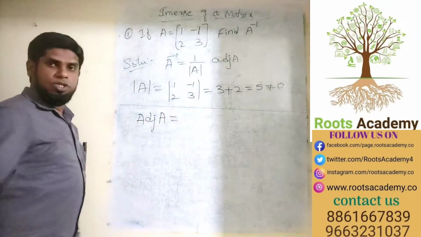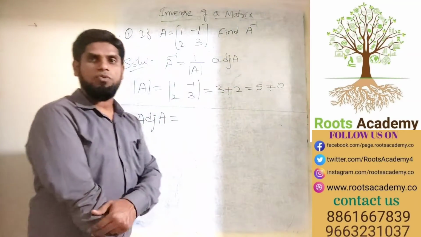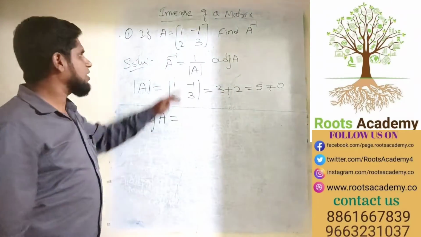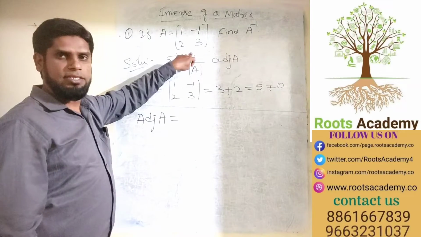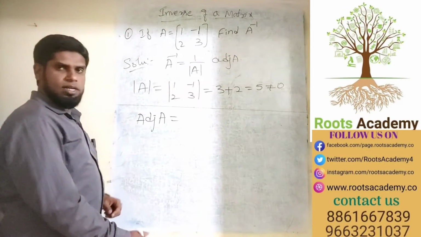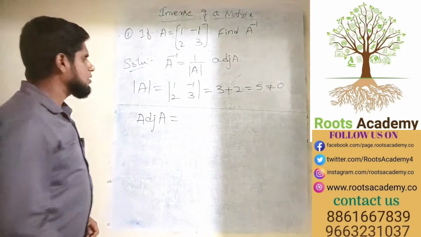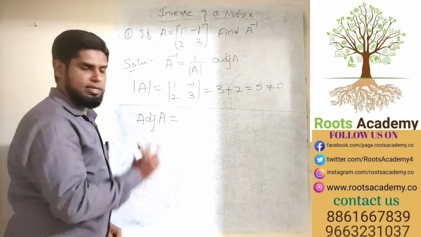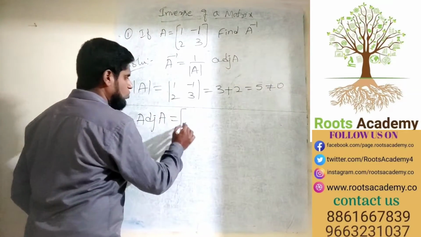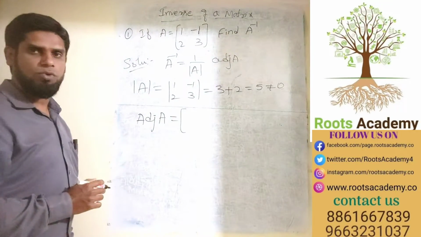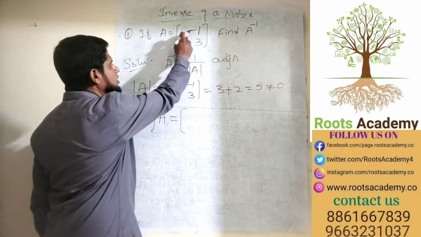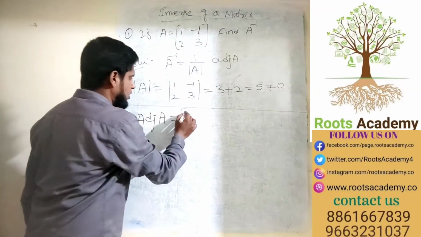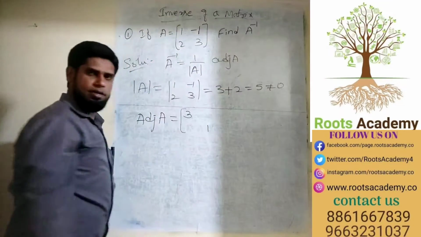Adjoint of A. Student, in the last video I told how to find a short direct adjoint if it is a 2 cross 2 matrix. I told the shortcut, so I will apply the same shortcut here. That shortcut is without using any cofactors. So what should I do to find the adjoint of a 2 cross 2 matrix? I should interchange the principal diagonal elements. So 3 comes here, 1 comes here.